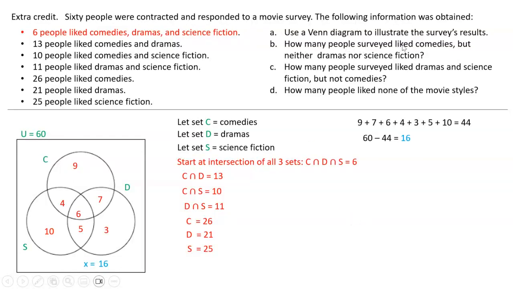Now for part B, it's asking how many people surveyed like comedies, but neither dramas nor science fiction. So let's go to comedies. They like comedies, but not dramas nor science fiction. So the answer will be 9. For part C, how many people surveyed like dramas and science fiction, but not comedies? This is the answer here, the 3 plus 5 plus 10, which is 18. And how many people like none of the movie styles? The answer will be 16, which is outside all the sets.